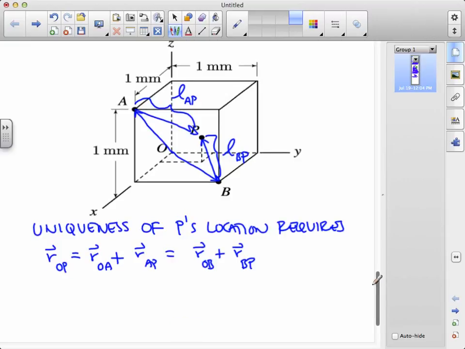Let's focus on the first expression. We can see from the figure that ROA is equal to 1 millimeter in I and 1 millimeter in K. So since it's unit magnitude in units of millimeters, we'll just write ROA as I plus K. And we can see that ROB here is 1 millimeter along I plus 1 millimeter along J, so we'll write that as I plus J.